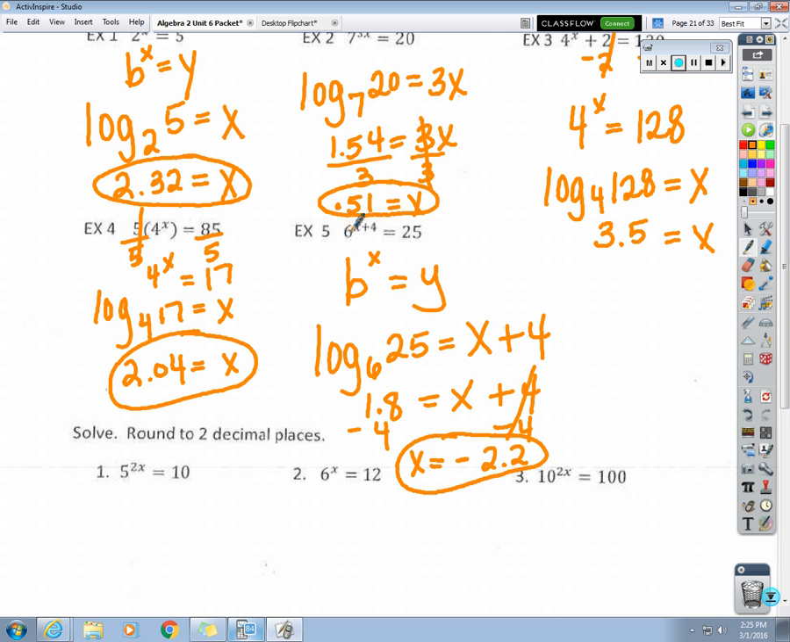And remember, any of these can be checked. You just plug it back in. 6 raised to the negative 2.2 plus 4 equals, and it'll be something very close to 25. It won't be exactly 25, and why is that? Right, we rounded the decimal. Okay, I want you to take a few minutes by yourself and try 1 through 6 by yourself.